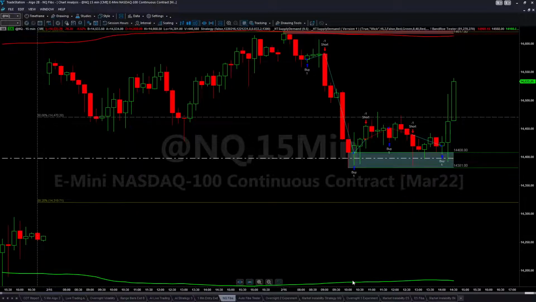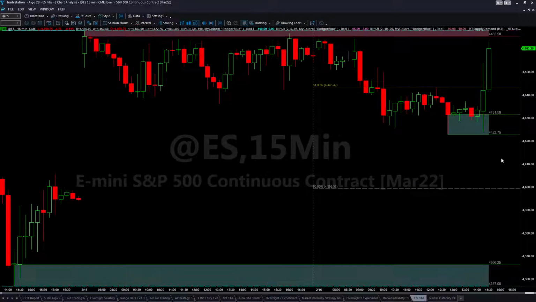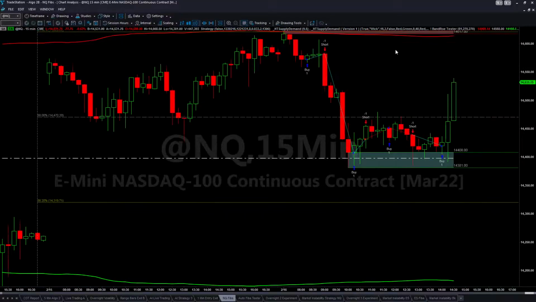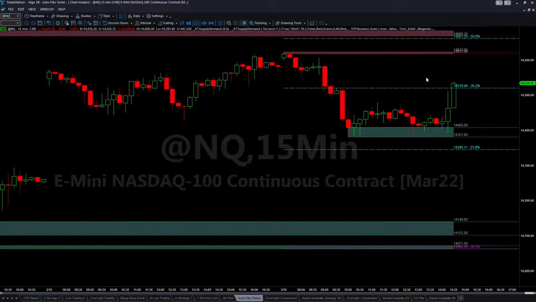Super. Let's see here. Fibs. Yeah, this is just completely ripping to the upside right there. Interesting. And let's look at these fibs over here. Yeah, it's completely ripped out of that zone. How about my auto fibs? Hit this 38 zone right there.